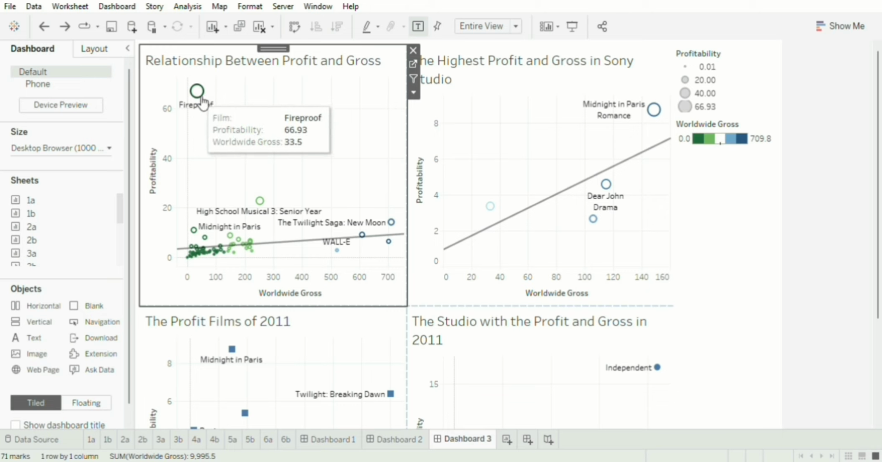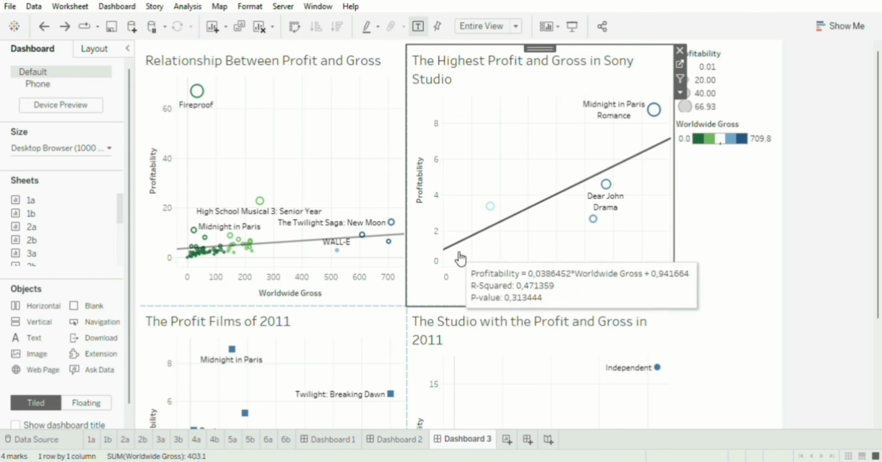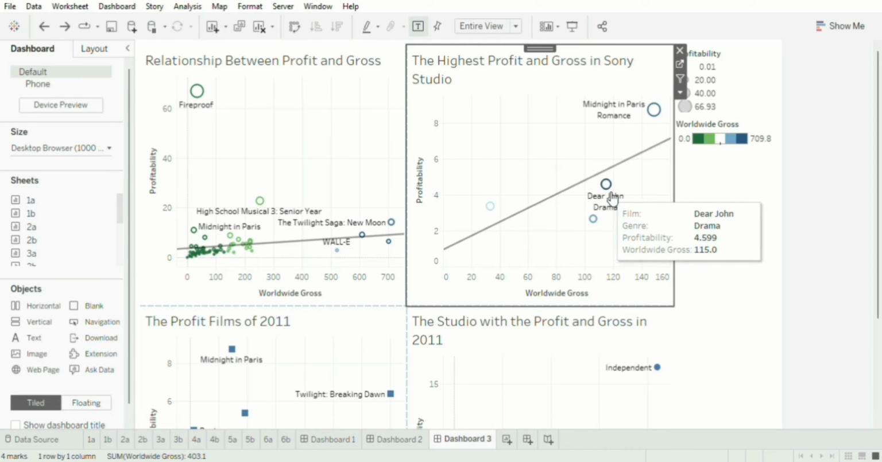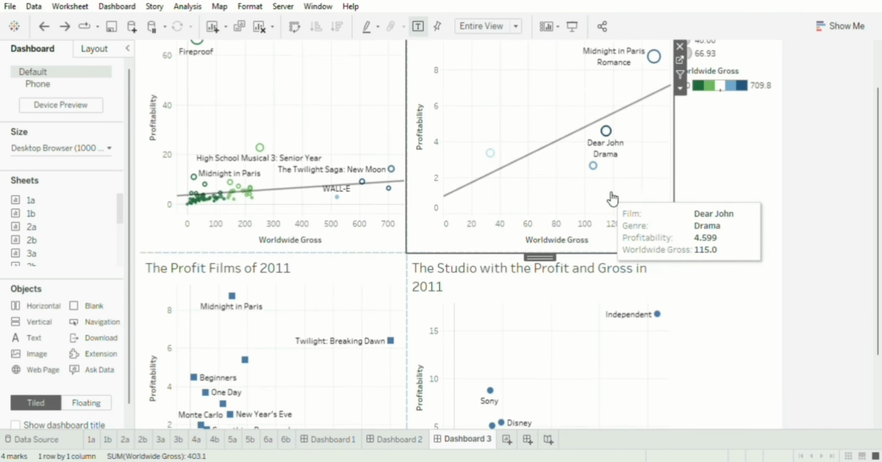In this condition, maybe it's because the Fair Proof production is much smaller than the other film productions, and they can get more profitability because people have interest in the film. But because the production is smaller, the profit they get increases a lot more than the worldwide growth. And this is the profit for the Sony studio. You can see this is a positive relationship, a positive graph. Midnight in Paris is the highest one in Sony, and the lowest one is Nick and Nora's Infinite Playlist, a comedy. Also, Dear John is the second highest.